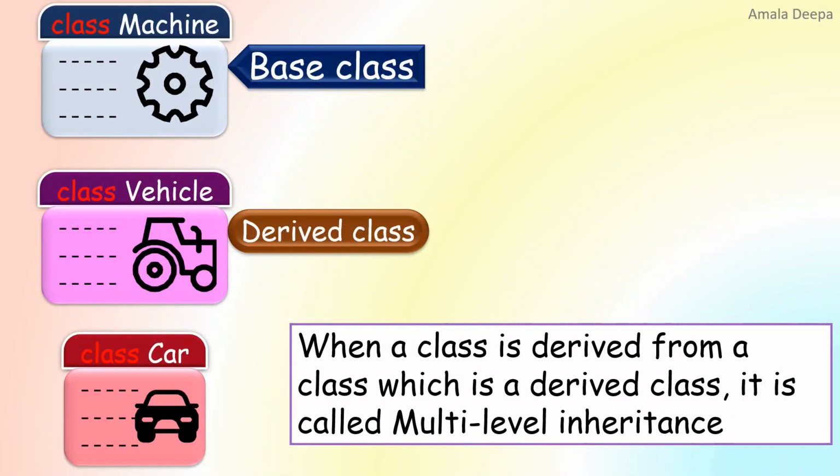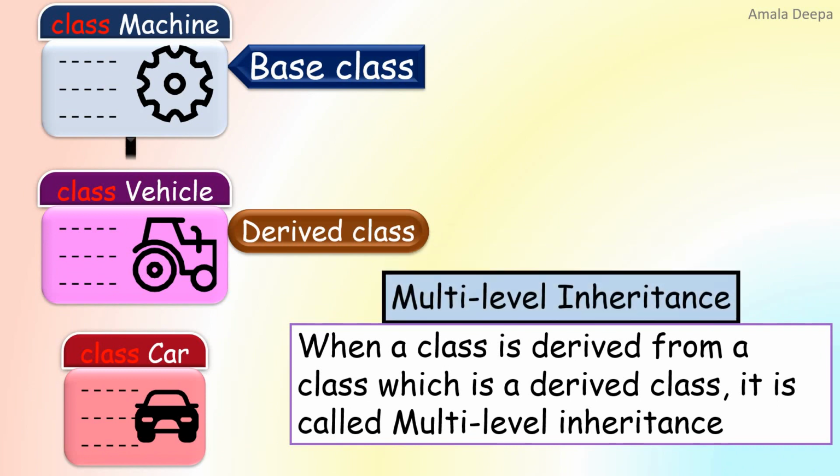When a class is derived from a class which is a derived class, it is called multi-level inheritance. Here, class vehicle is a derived class of class machine and class car is a derived class of class vehicle, which itself is a derived class. So, when a class is derived from a class which is itself a derived class, it is called multi-level inheritance.